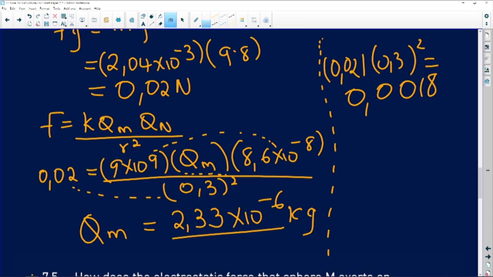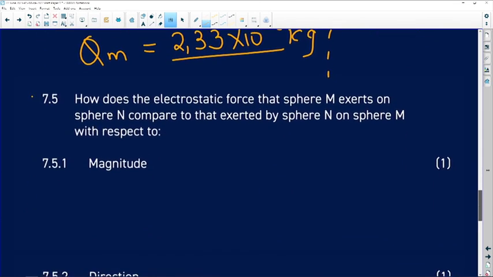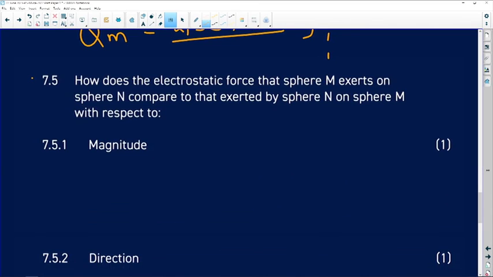That's how you do it. In fact, not even 5. That's how you do 7.4. Question 7.4. Okay, let's move now to question 7.5.